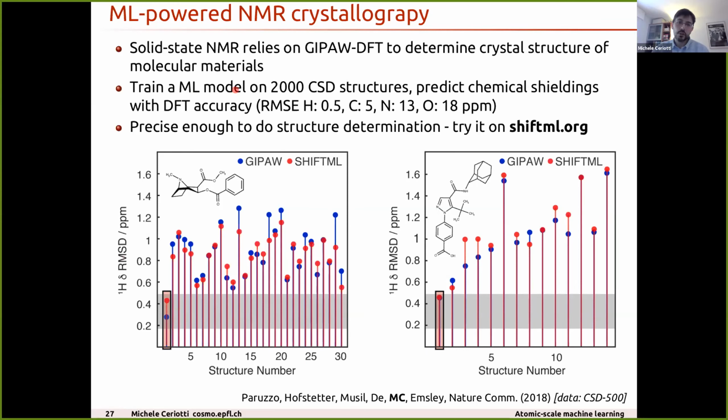So here again, we built a machine learning model, now not to predict the stability, but to predict the chemical shieldings of the nuclei. And you can try it for yourself on shiftml.org. But the bottom line is that we reach the same accuracy as DFT. And so we can really accelerate thousands of times the process of crystal structure prediction based on NMR.